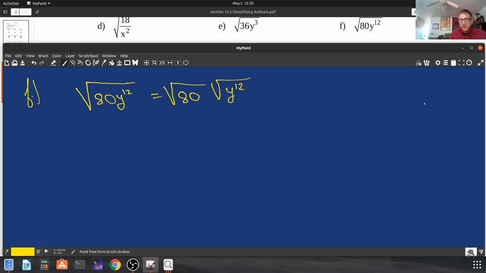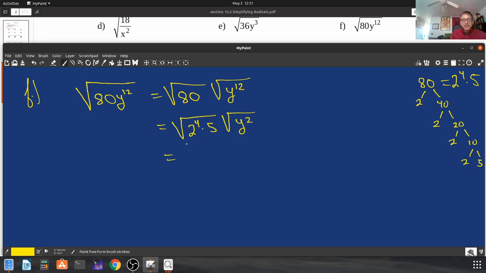Well, let's go over here and do our factor tree for 80. Well, 80 is equal to 2 times 40, which is 2 times 20, 2 times 10, 2 times 5. So 80 is 2 to the 4th times 5. So that's equal to the square root of 2 to the 4th times 5 times the square root of y to the 12th.